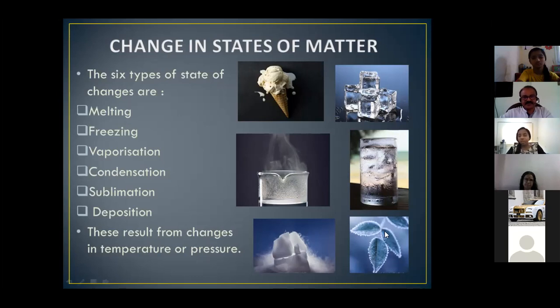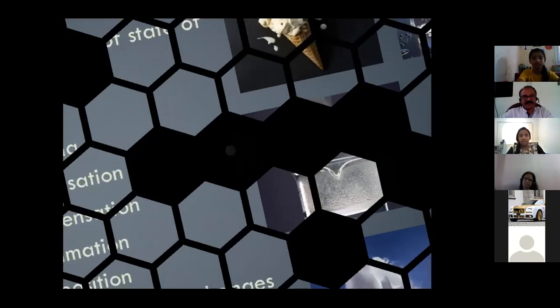In cold areas or cold times, you can see small ice or frost formed on the leaf, which is due to deposition. All these changes take place because of change in temperature or pressure. The next objective: signs of chemical change.